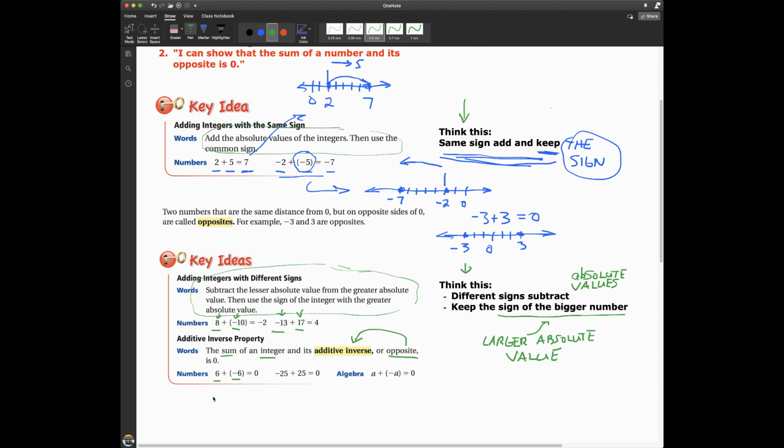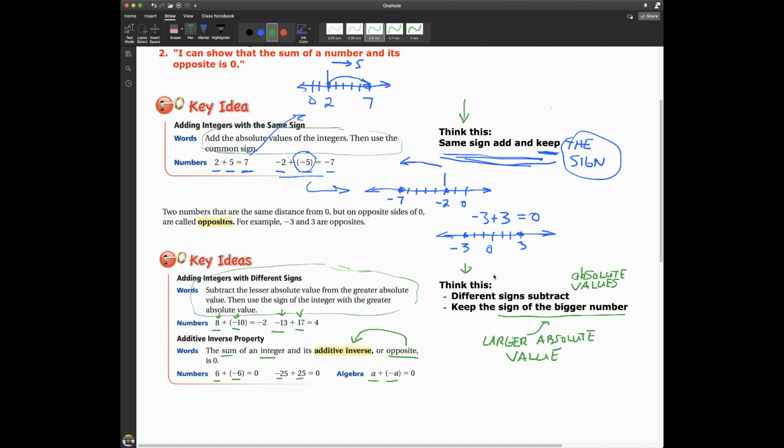6 plus negative 6, they are opposites. They are the same distance from 0, and they're on opposite sides of 0. And when I add these together, I get 0. Here's two more, a negative number and a positive number. I add them together, I get 0. And then this is the algebra. This is the way it would look in algebra if I just use a variable.